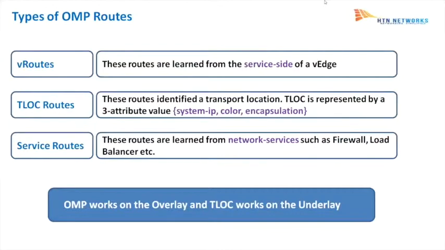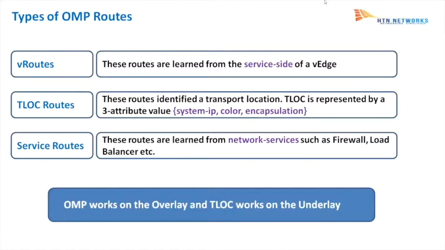These routes are learned from the service side of a vEdge. A vEdge has 3 sides: one is the management side, one is the transport side, and one is the service side. Service side means when you connect the vEdge router to your existing branch network. So the branch network is the service side. Any routes that the vEdge is learning from your existing branch office are the service routes. It learns these service routes from the local branch router, and then it distributes that routing information in the overlay network.